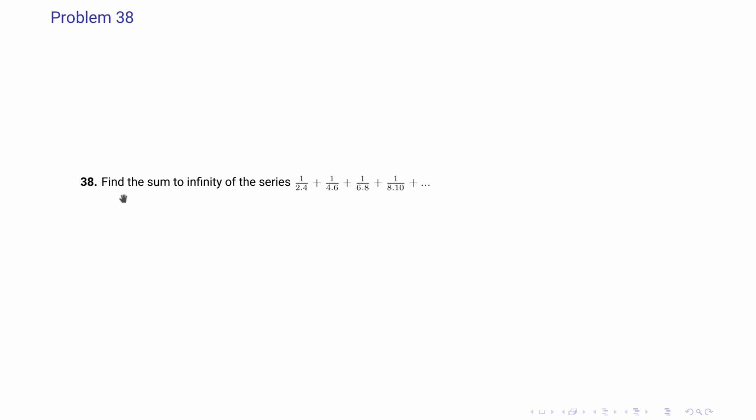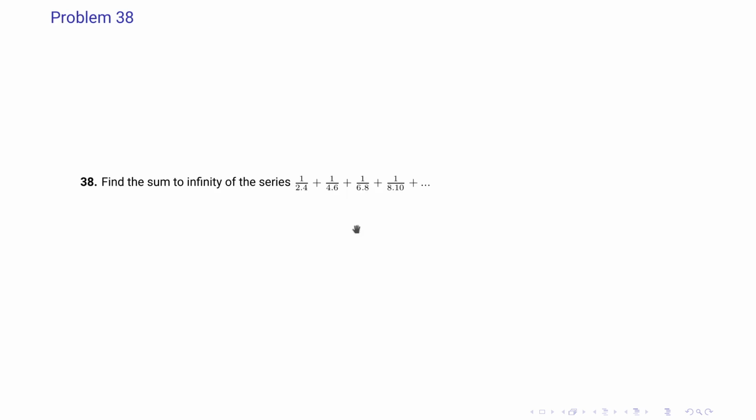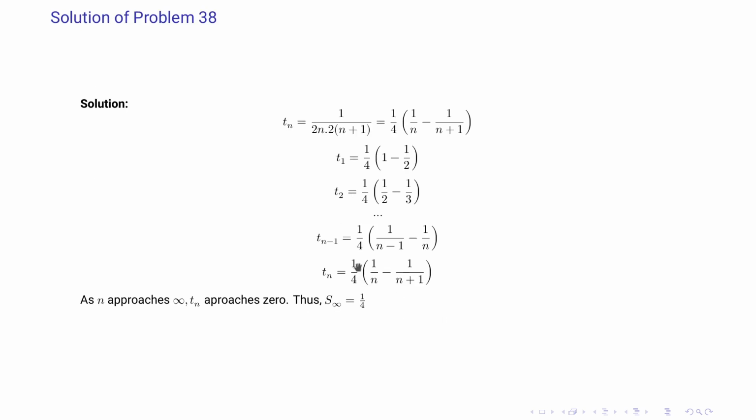Problem number 38 says that find the sum to infinity of the series 1 by 2.4 plus 1 by 4.6 plus 1 by 6.8 plus 1 by 8.10 and so on. So in this case, like the previous problem, we solve the series. Instead of 2, we have 1 by 4 outside. So like here, it would be 2 into n by (n plus 1), it would be n by 4 into (n plus 1). So this would be n by (n plus 1) and then whole divided by 4. So our sum of infinite terms would be 1 by 4.